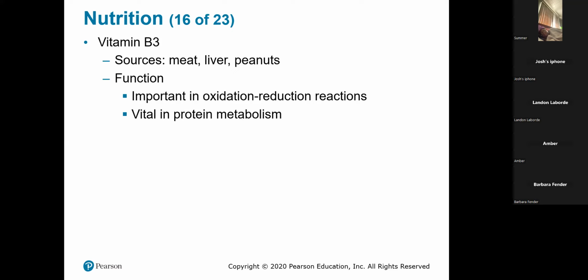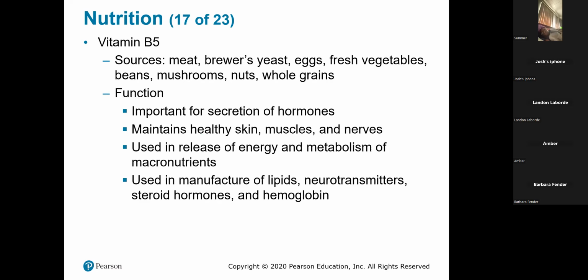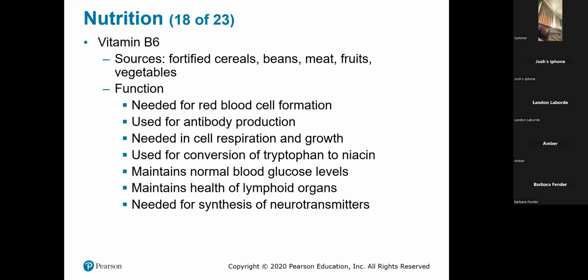B3 comes from meat, liver, and peanuts. It is important in oxidation reduction reactions, and it is vital in protein metabolism. B5 comes from meat, brewer's yeast, eggs, fresh vegetables, beans, mushrooms, nuts, and whole grains. It is important for the secretion of hormones. It also maintains healthy skin, muscles, and nerves. It is used in the release of energy and metabolism of macronutrients and used in the manufacture of lipids, neurotransmitters, steroid hormones, and hemoglobins.